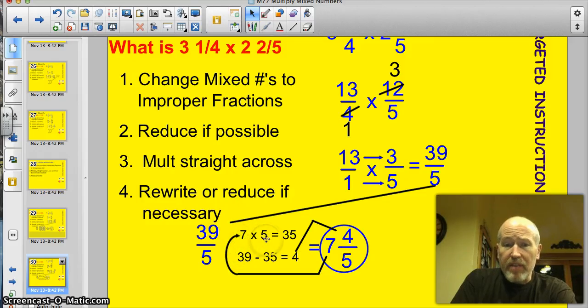I did this one a little bit different the way I reduced it. I knew that 7 times 5 was 35, so that's going to give me a total of 7 wholes. And then I said I have 39 in the numerator. Minus that 35 leaves me 4. So that becomes my new numerator. So I have 7 4/5. Let me just check to see if it equals 39/5. Just reverse it. 7 times 5 is 35, plus 4, 39. Smooth, isn't it? All right.